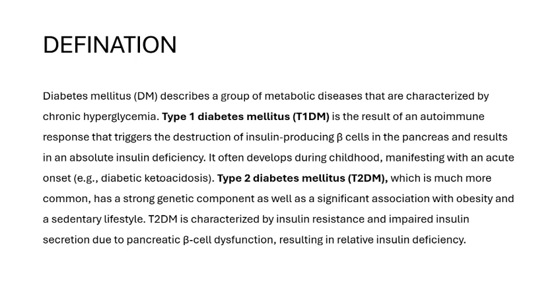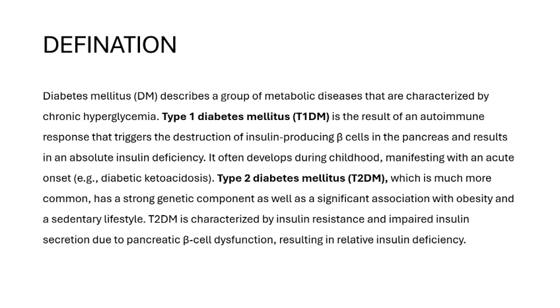Coming to the onset, it gradually occurs during childhood with an acute onset. Now, type 2 diabetes mellitus. Type 2 diabetes is more common and has a strong genetic component as well as a significant association with obesity and sedentary lifestyle. Here, the sedentary lifestyle and obesity are the risk factors for type 2 diabetes.